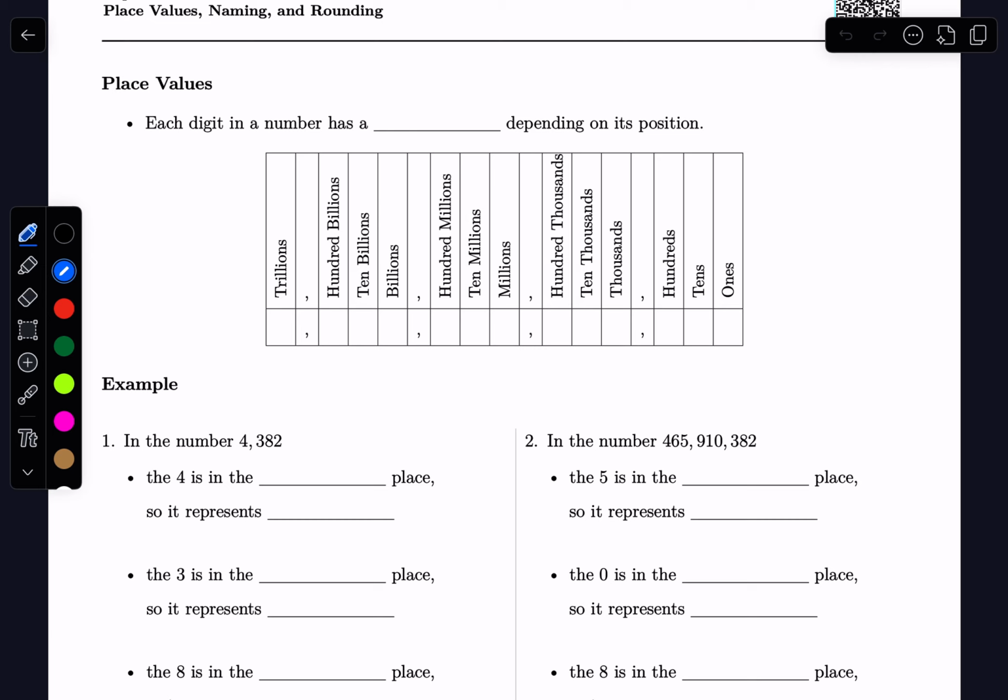Hello students, and welcome to our lesson on place values, naming numbers, and rounding numbers. So we're going to dive straight into it.